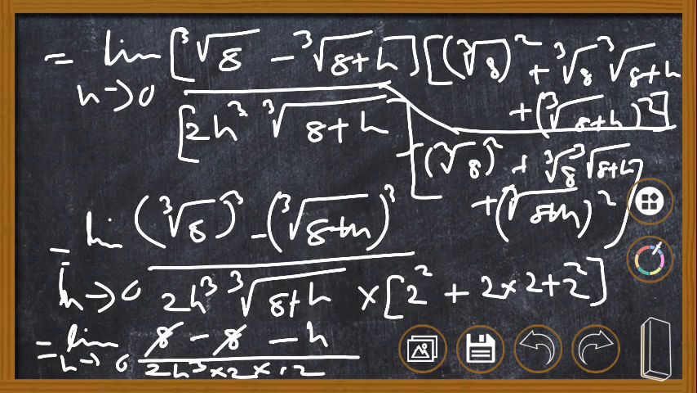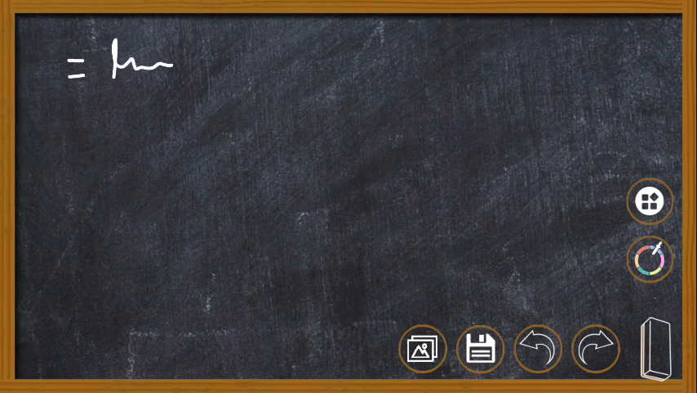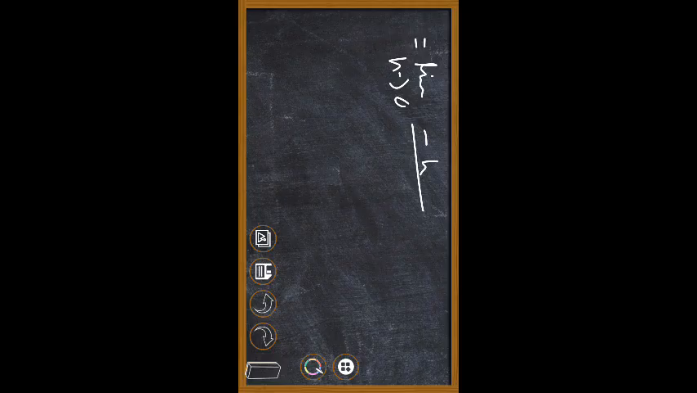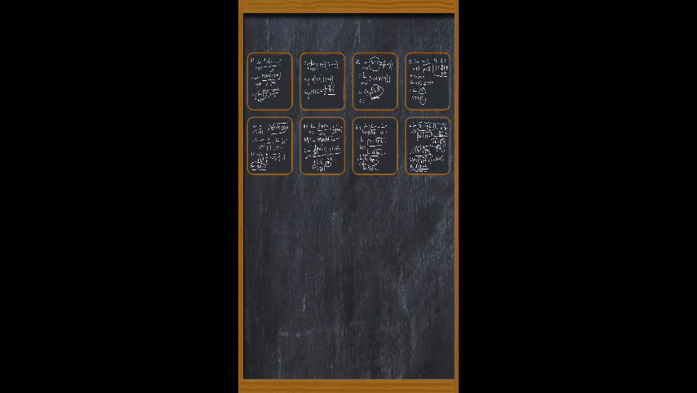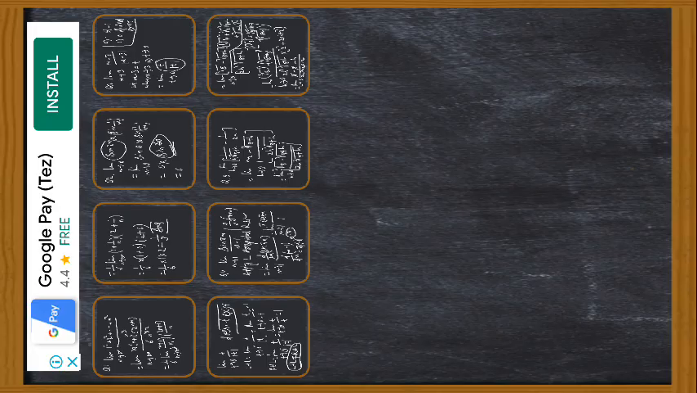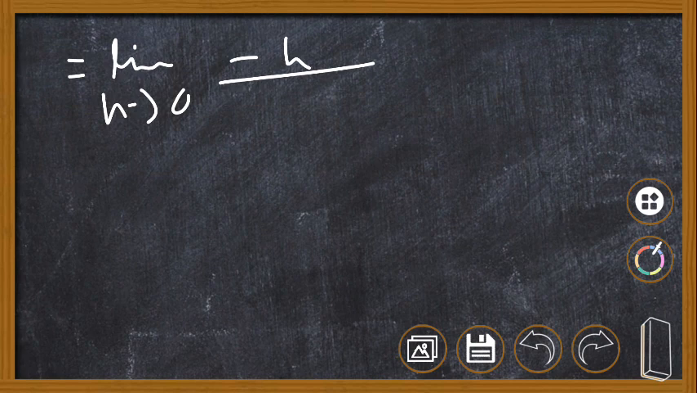So, what I will have at last is limit h tends to 0, 8 and 8 was getting cancelled, divided by this one. Let me show it to you. Here it is. So, minus 8 divided by 12 into 2, it is 24 multiplied by 2, which is 48. So, what I will have is divided by h cube multiplied by 48.